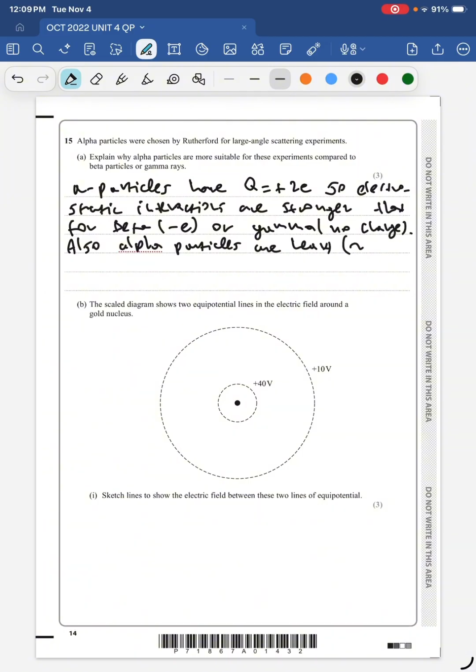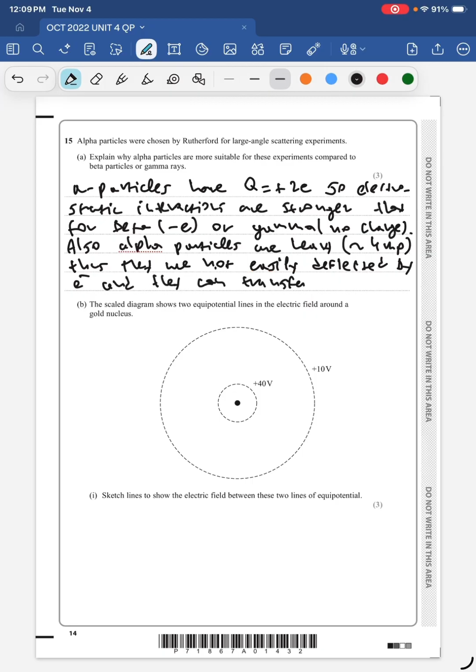They have about 4 times the mass of the proton. Thus, they are not easily deflected by electrons, and they can transfer more momentum.